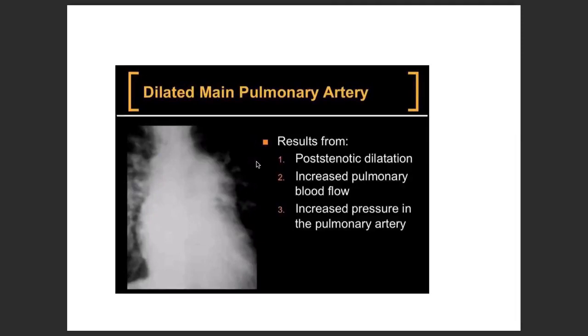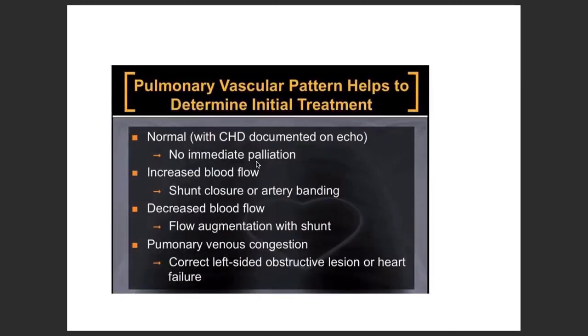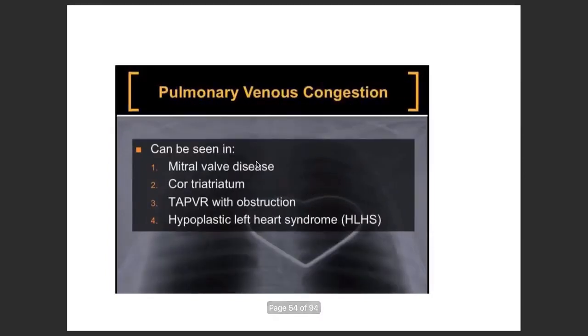After you have been able to see like this, what is step two? What is the second step? You should analyze the main pulmonary artery. Is it normal in size, dilated or concave? Which you already had a look at as well. After this, as I said, the pulmonary vascular pattern is very important in determining the initial treatment. Why? If it is normal, with associated congenital heart disease on echo, no immediate palliation is needed. However, if there's increased blood flow, shunt closure or artery banding may be needed. If there's decreased blood flow, then flow augmentation with a shunt should be done. And if there's pulmonary venous congestion, then you should correct the left-sided obstructive lesion or heart failure, in fact.